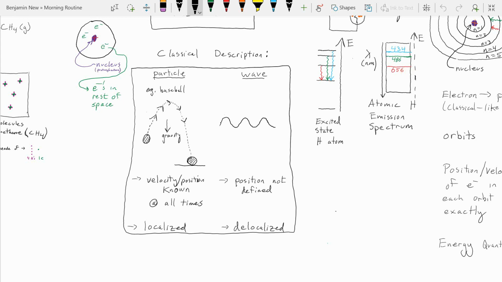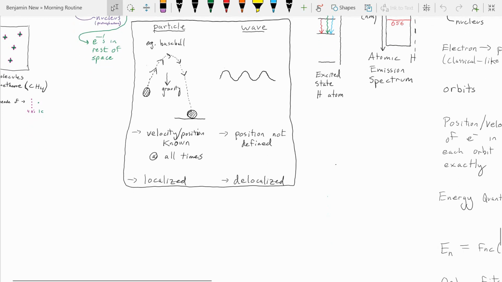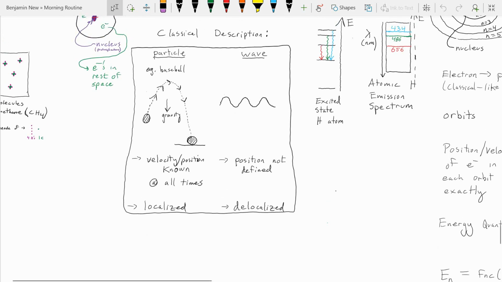Now, a wave, on the other hand, you think of as a sinusoidal wave. That's the most basic model for a wave. And you might think of ocean waves at a specific snapshot in time, or if you were to allow a trampoline to vibrate, the vibrations are represented by a wave. So now to compare this with the particle, the position of the wave is not defined, and therefore the position of it is, quote unquote, delocalized.